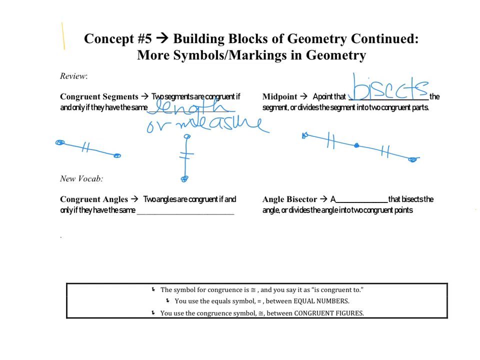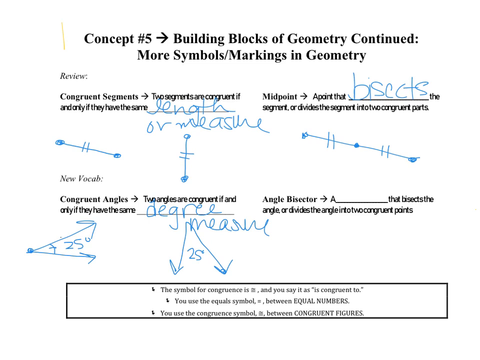Congruent angles. Two angles are congruent if and only if they have the same degree measure. So if I have an angle, and then I have another angle, let's say maybe this is 25 degrees, and then this one is 25 degrees. These would be congruent, and we're going to mark them with a similar marking as the segments, but we're going to draw an arc and draw a little hash mark through that arc. We're going to draw an arc and then a hash mark through it.